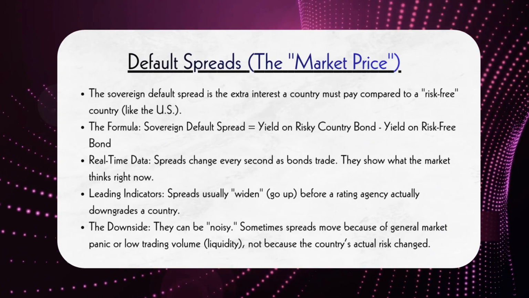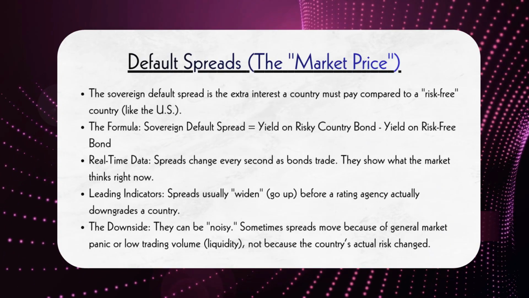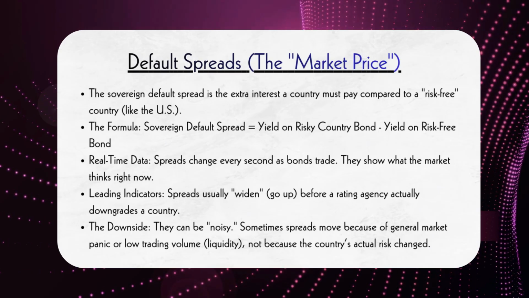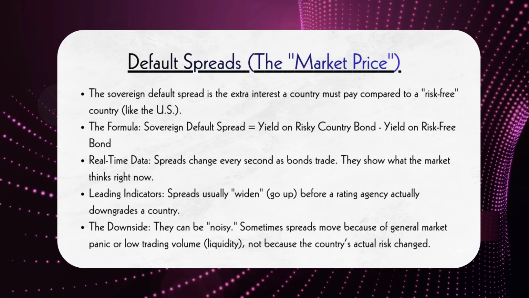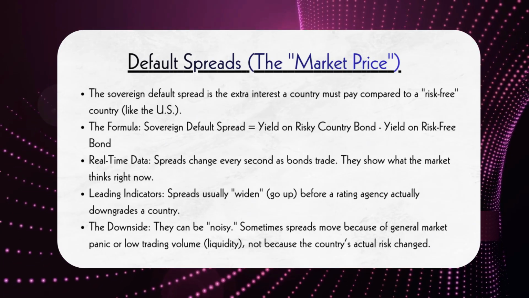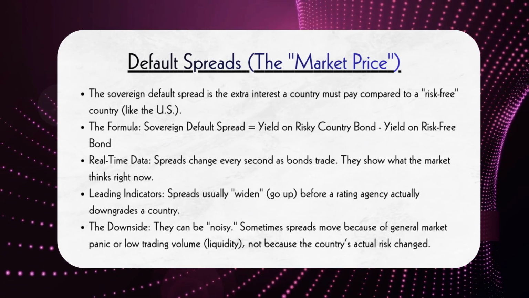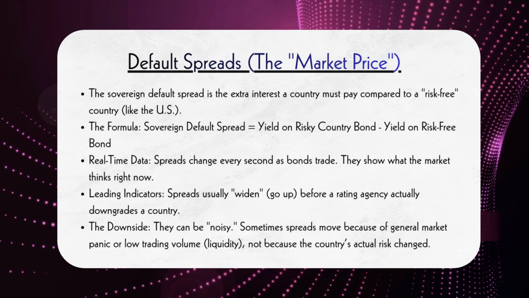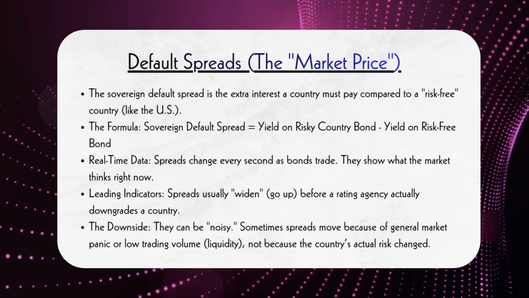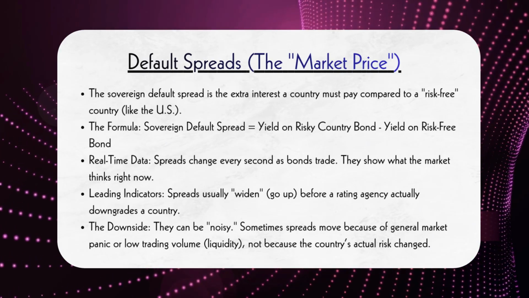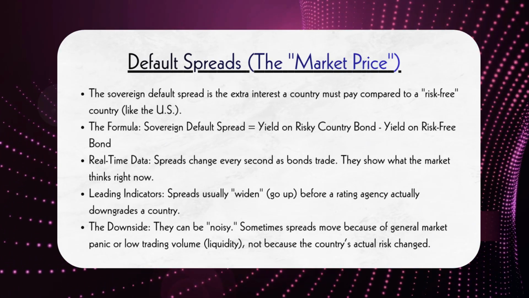If we want something more immediate, we look at the sovereign default spread. This is a market-based measure representing the extra interest a country must pay compared to a risk-free benchmark, like a US Treasury bond. The formula is simple: the sovereign default spread equals the yield on the risky country bond minus the yield on the risk-free bond.